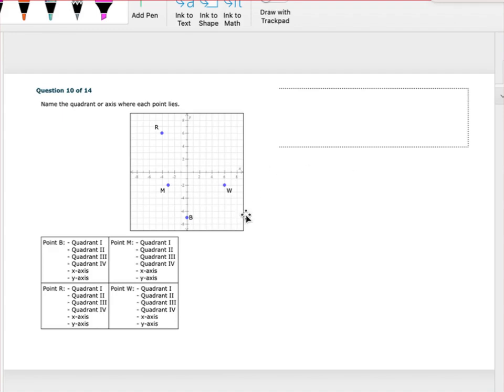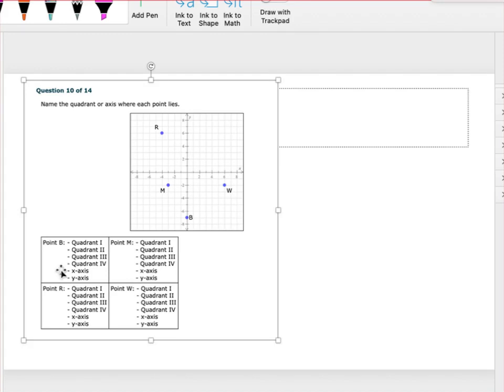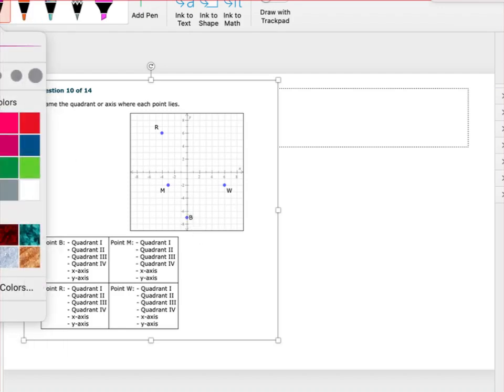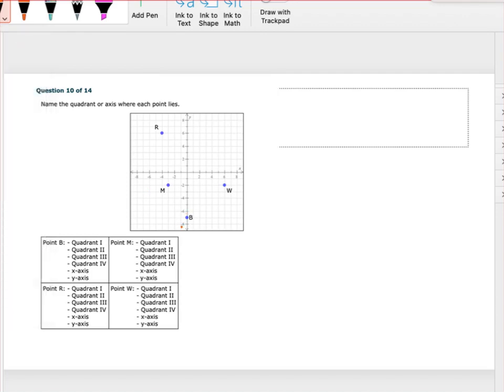Okay, so the first point that we're going to look at says point B, and point B is right down here. Let me get my marker. Right down here is point B. Okay, and point B is not in a quadrant. Point B is on the y-axis. Remember, this one is y, this one is x. So point B is on the y-axis.